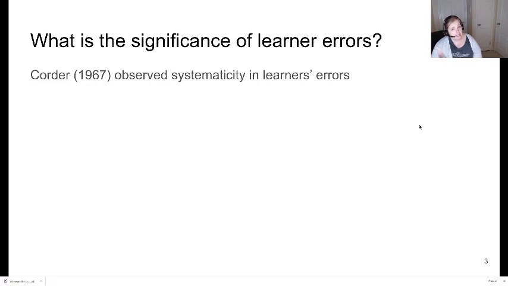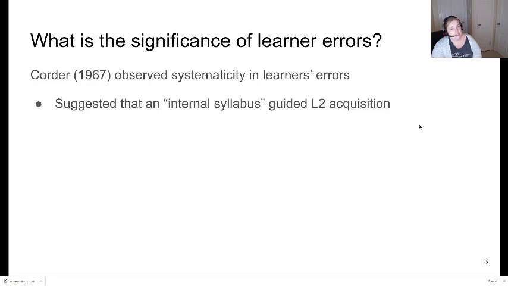originally observed the systematicity, the reoccurrence of certain types of errors, and what he suggested was an internal syllabus, things our brain's looking for and does in a certain pattern that was guiding second language acquisition. You'll also see L2 acquisition. Usually L2 is used in comparison to L1.